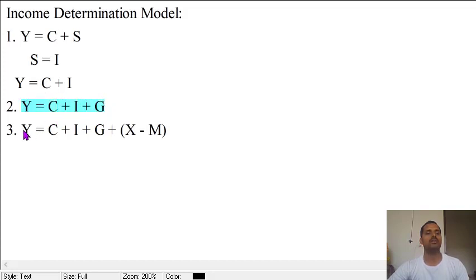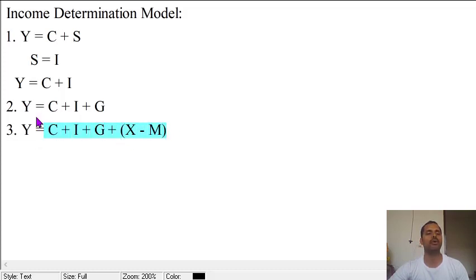And now the third is the four sector model. Here the additional variable is x minus m. This x is export and this m is import. Simultaneously we can say this is the net export. That is, you subtract import from export and you get the net export.